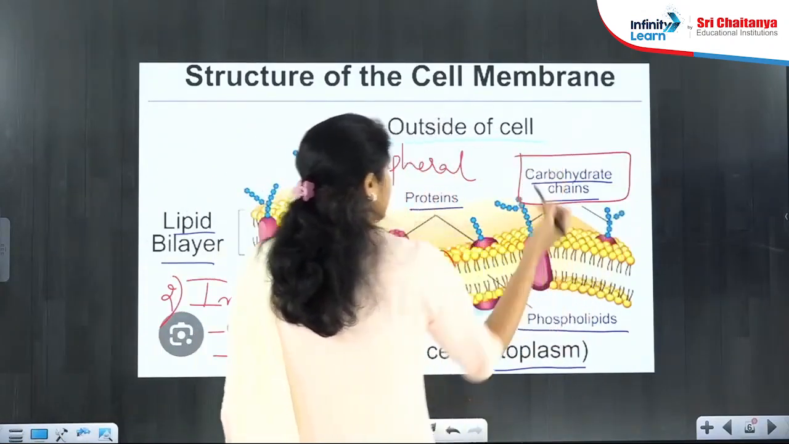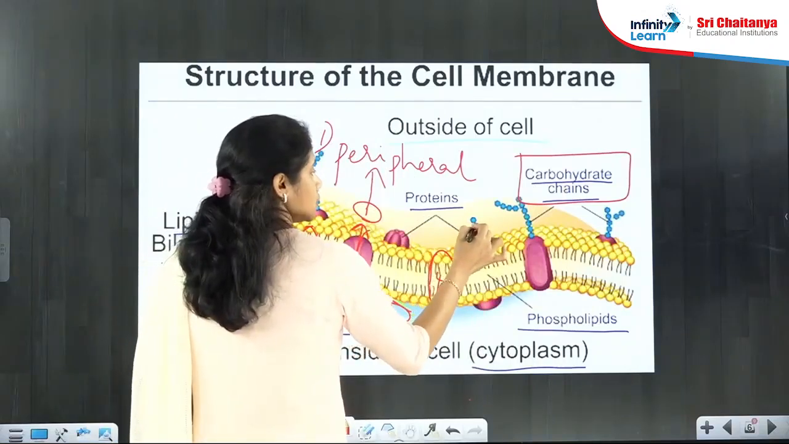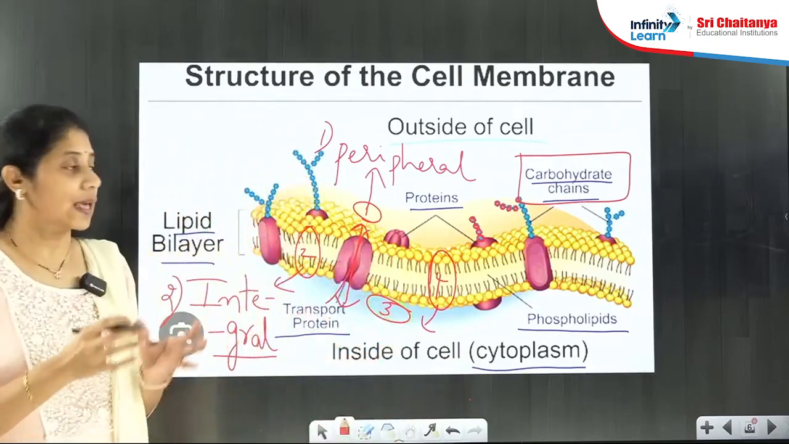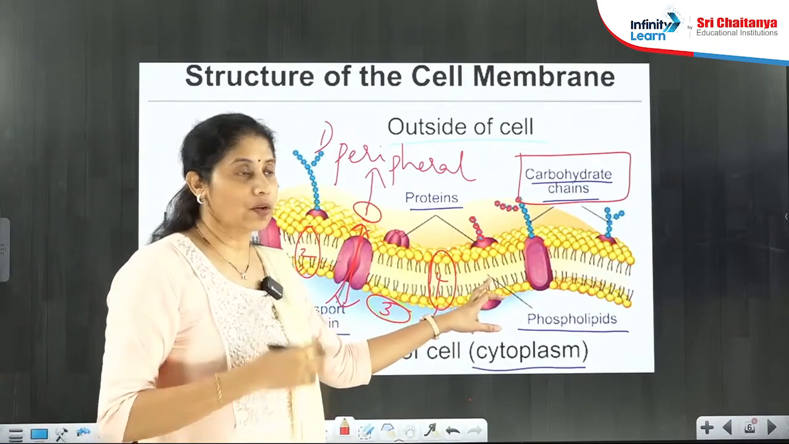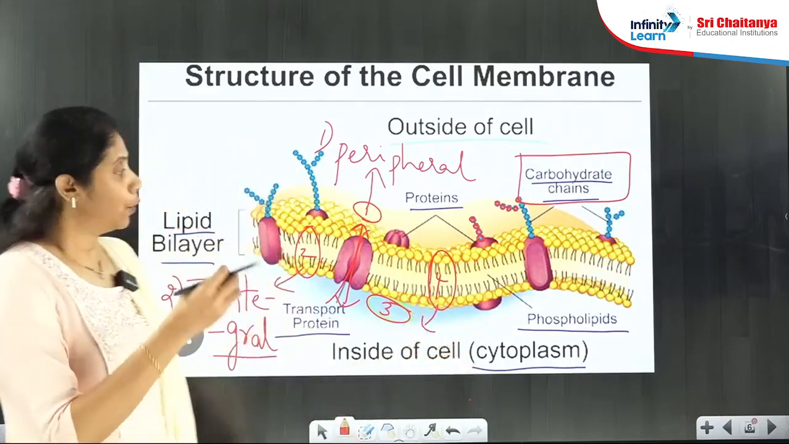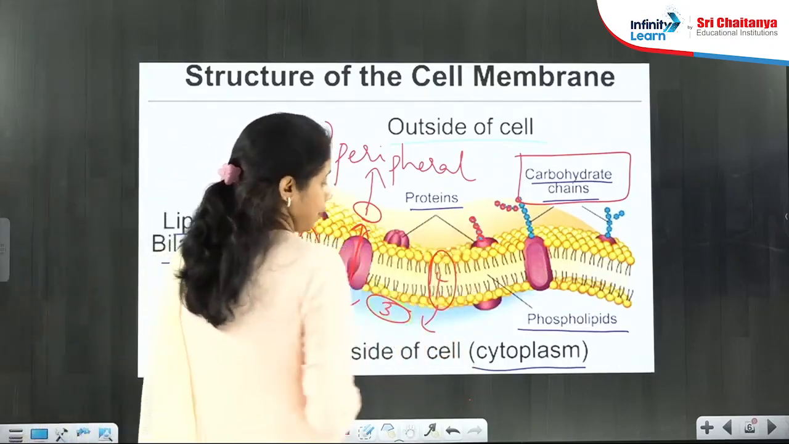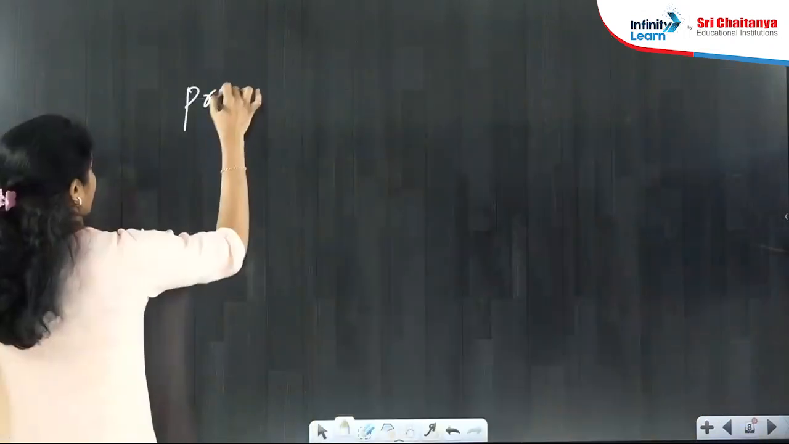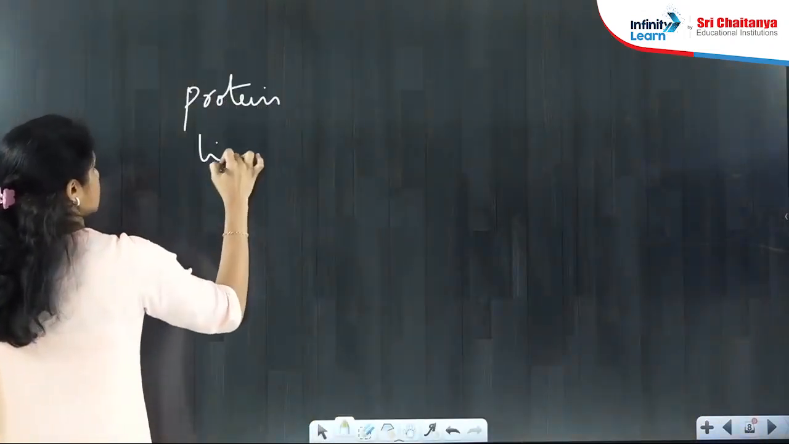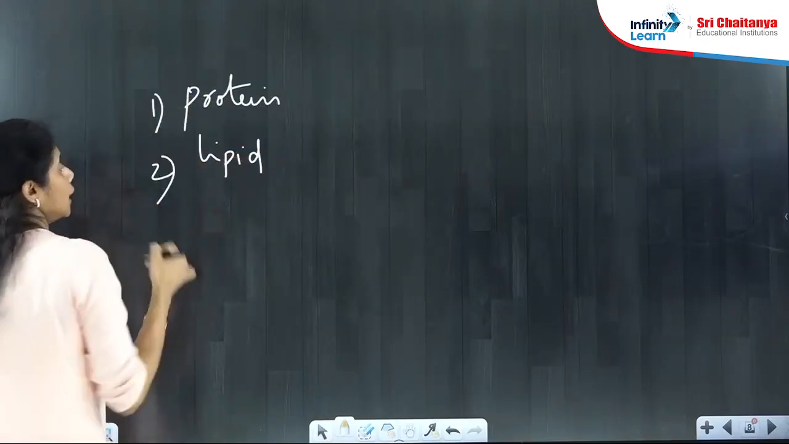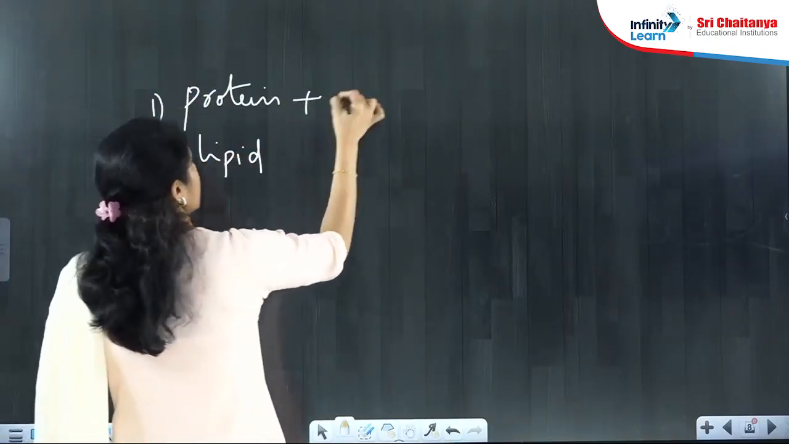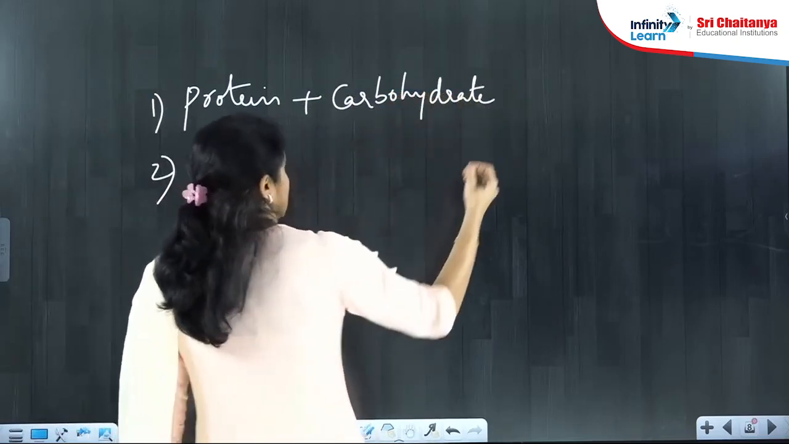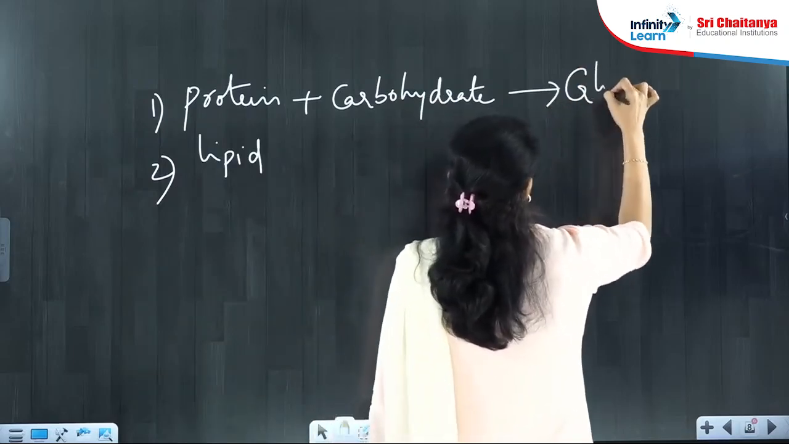Can you all see these carbohydrate chains? The blue colored ones are given like this. These are the carbohydrate chains. These carbohydrate chains can be added to the phospholipids or they can be added to the proteins. If you add the carbohydrate chain to the lipid, it will form a glycolipid. If you add the carbohydrate chain to the protein, then it will form a glycoprotein.